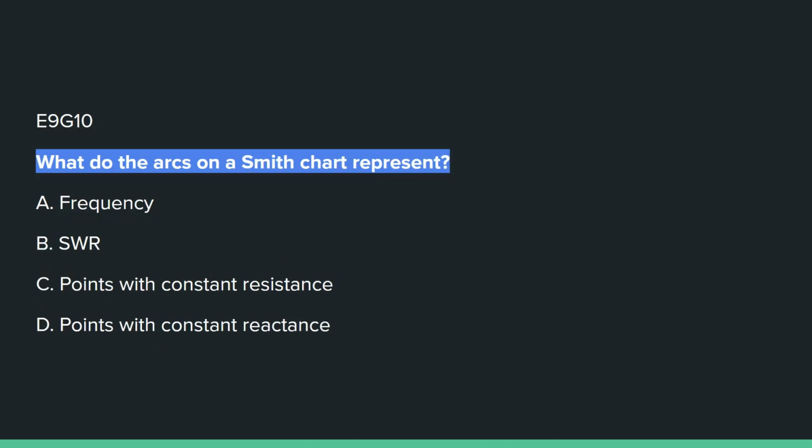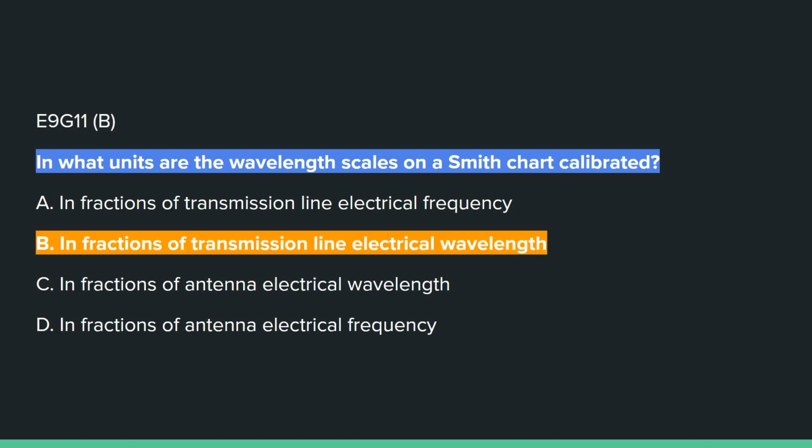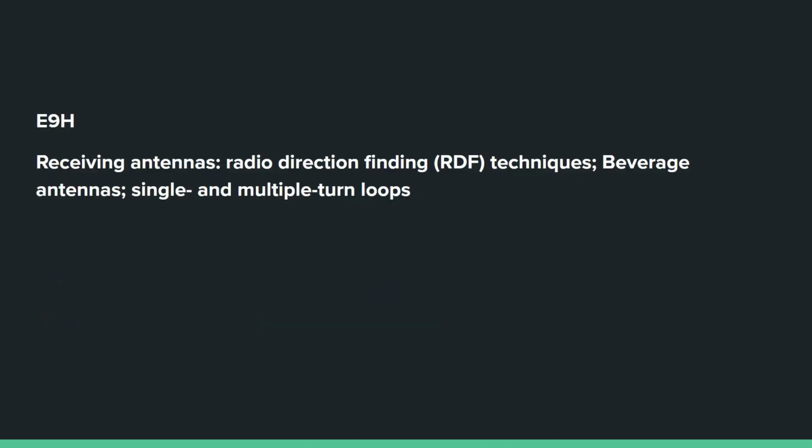E9G10, what do the arcs on the Smith chart represent? D. Points with constant reactance. E9G11, in what units are the wavelength scales on a Smith chart calibrated? B. In fractions of transmission line electrical wavelength.